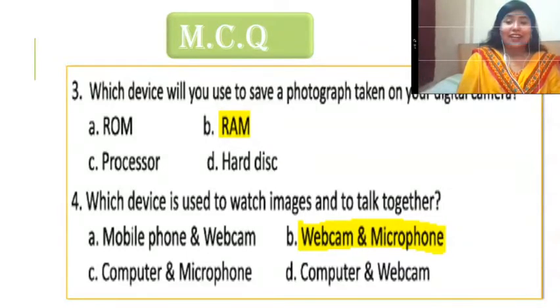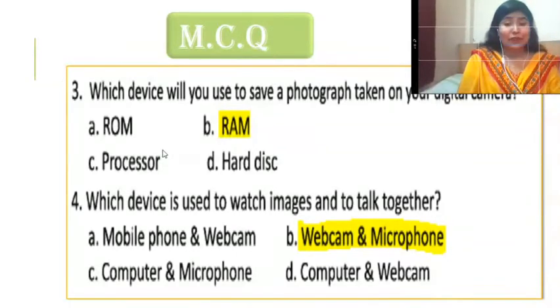Here the options are A, ROM. ROM stands for Read Only Memory. B, RAM, Random Access Memory. C, Processor. We have already learned about the characteristics of the processor. D, Hard disk. So my dear students, which device can you use to save a photograph taken on your digital camera?